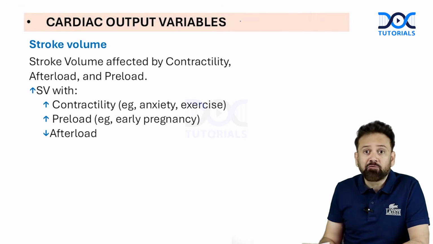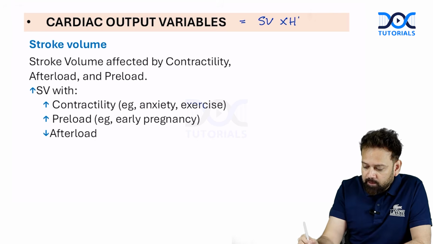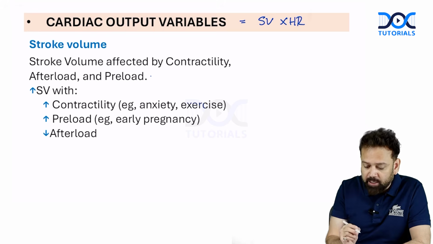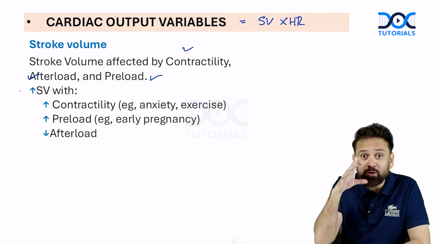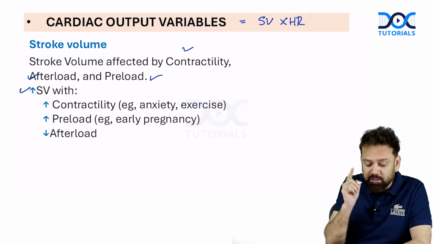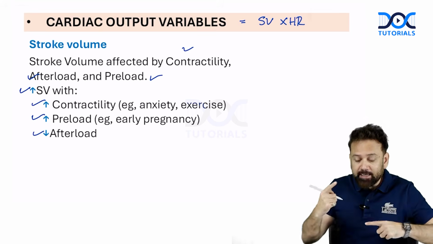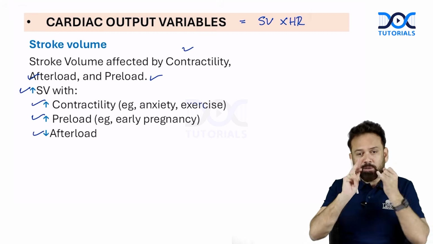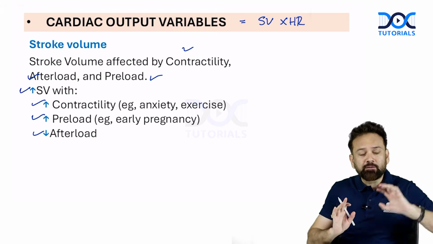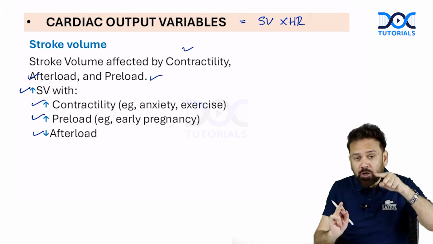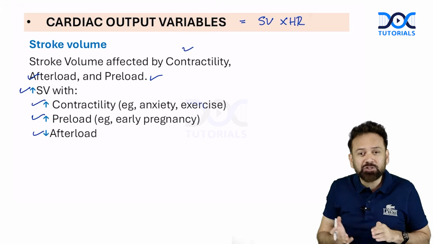Now, cardiac output variables. Cardiac output is stroke volume into heart rate. We have discussed stroke volume is affected by preload, afterload, contractility. This we have discussed, and we will go in more detail now. Increased stroke volume with increased contractility, increased preload, but decreased afterload. Preload more, stroke volume more. Contractility more, stroke volume more. But afterload, if it is less, only then stroke volume will be more. What is afterload? Mean arterial pressure. Clear?